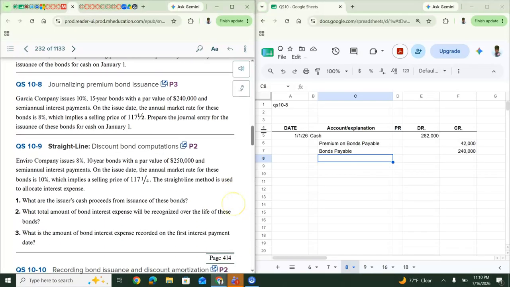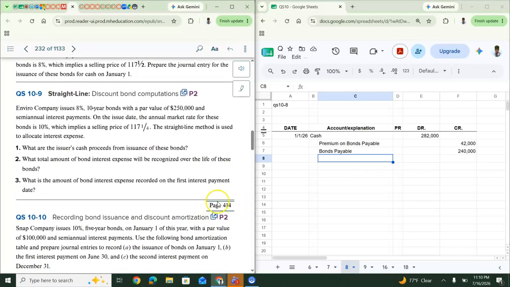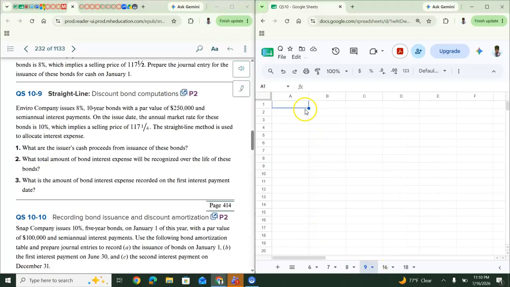And then we have to do 10-9. And let's see, are there any journal entries required? Nope. So we're going to just go ahead and go to 9, and we'll call this Quick Study 10-9. Enviro Company issues 8% 10-year bonds with a par value of 250. On the issue date, the annual market rate is about 10%. So market is more than the stated. That means that we're issuing bonds at a discount.